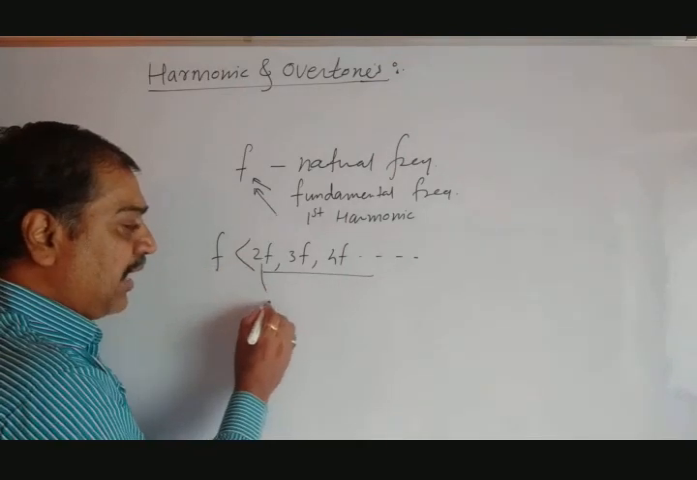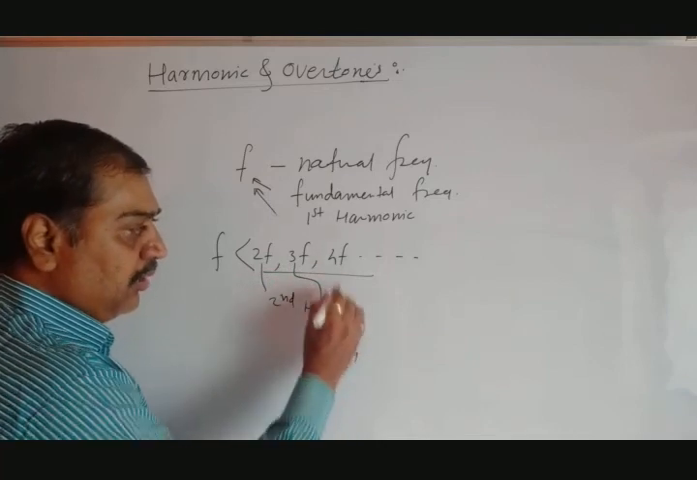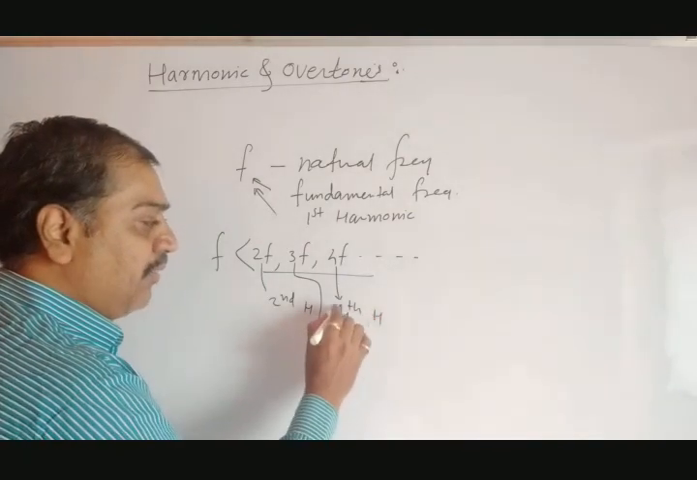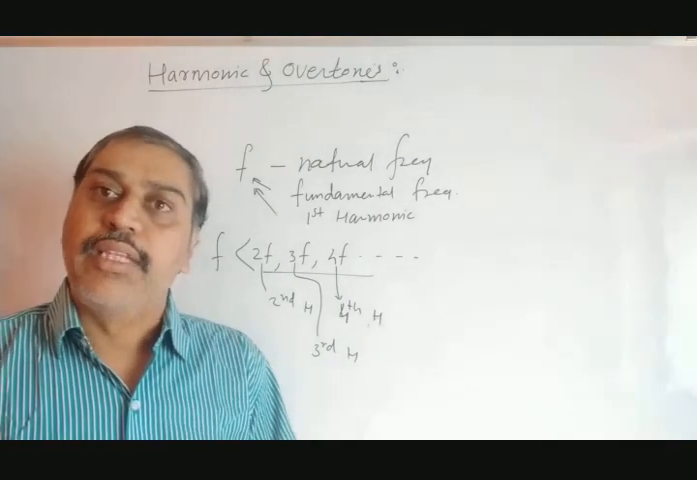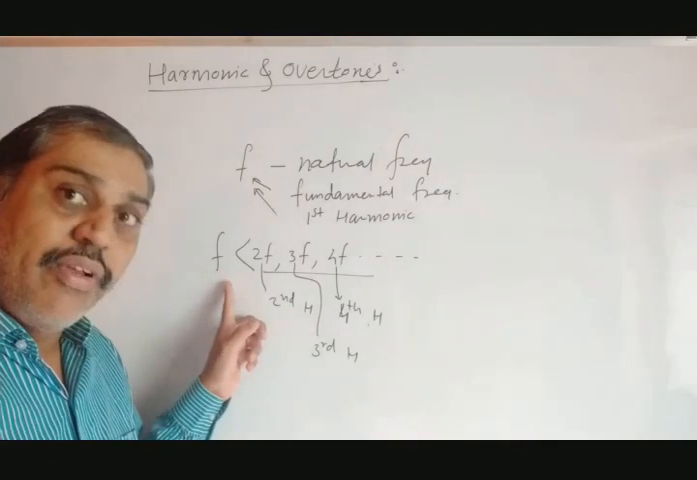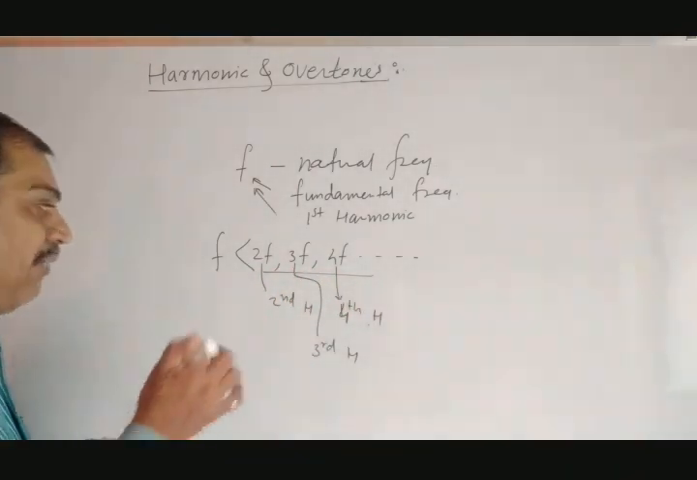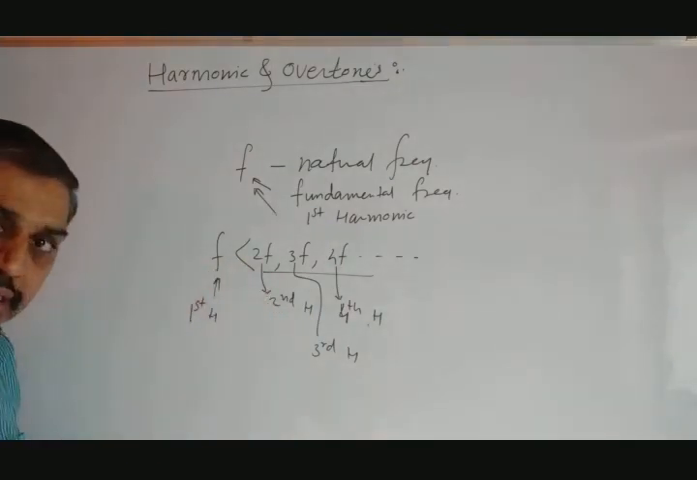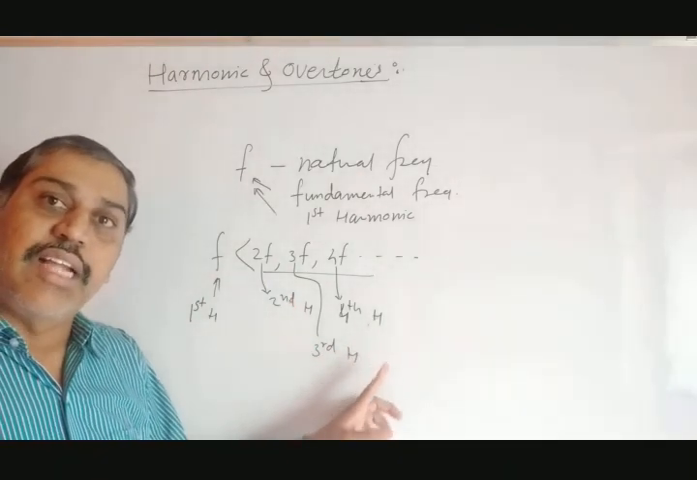This is said to be the second harmonic. This is said to be the third harmonic. This is said to be the fourth harmonic. In this fashion, all the higher frequencies are the fifth harmonic, sixth harmonic. So in short, harmonics are nothing but the frequencies higher than the fundamental frequency which are integral multiples of it: twice F, thrice F, 4F and so on. The fundamental frequency itself is said to be the first harmonic. Then the second higher frequency is the second harmonic, the third higher frequency is the third harmonic, and so on. So these are said to be the harmonics.